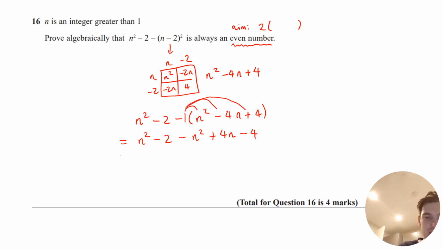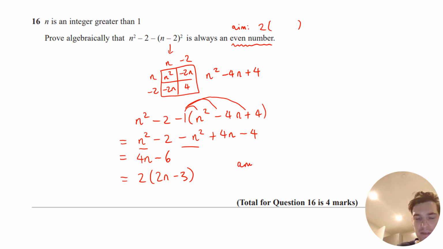All right, let's simplify that. So I got n squared minus n squared. That cancels out. And I got 4n. I got minus 2 minus 4. So that is minus 6. And that's good news because I can factorize that to get 2 outside the brackets. And I just need to make a statement.